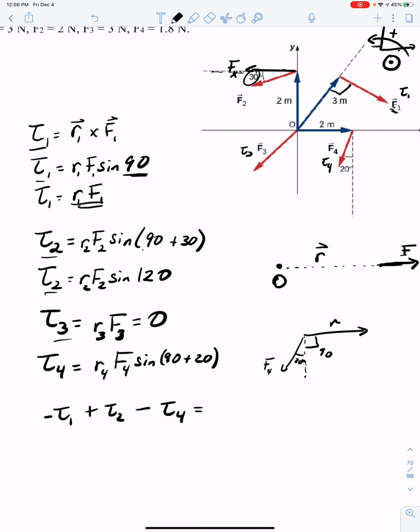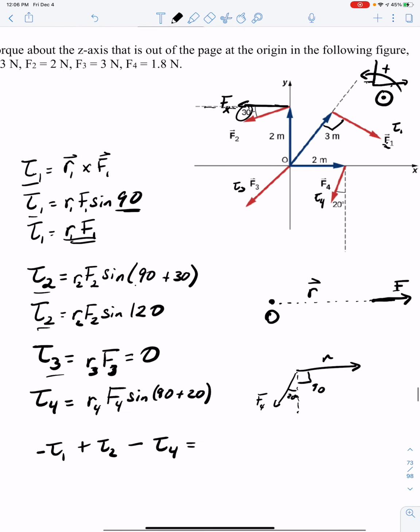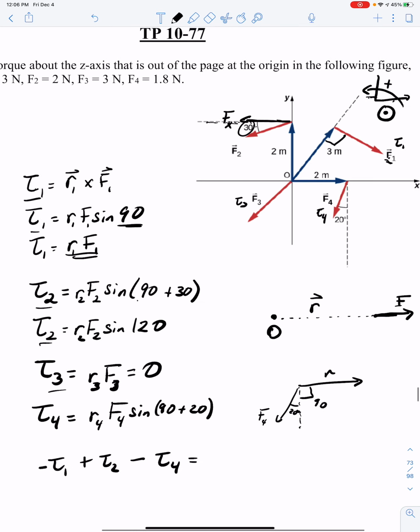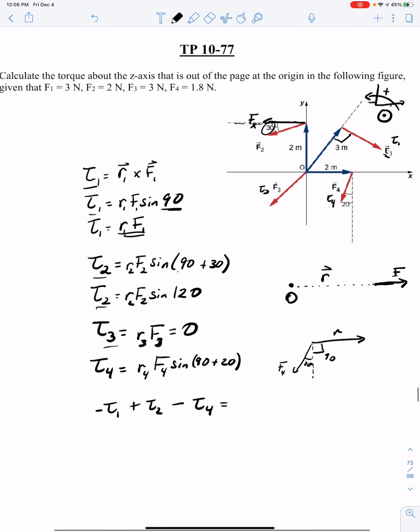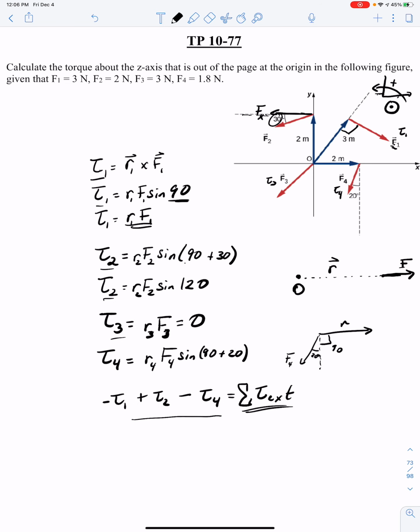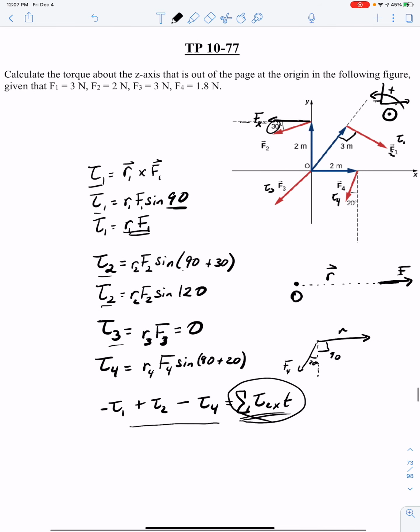That all equals the sum of all external force torques at the origin, and you sum these up to get the sum of all external torques about the x-axis. You do that by summing up all the torques that you find here. And you're done with this problem.